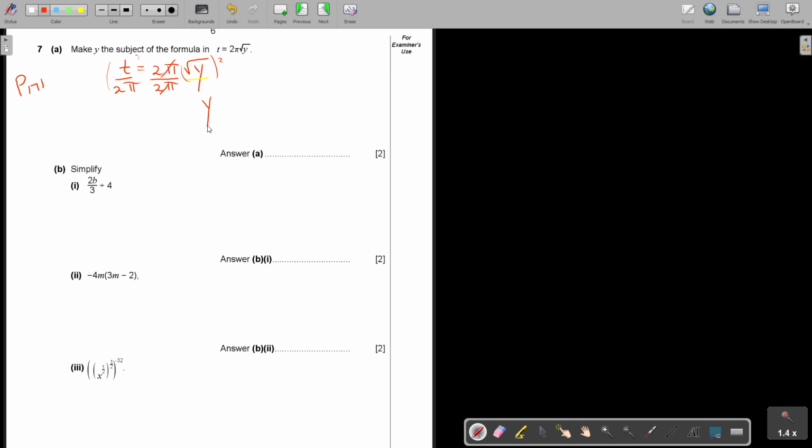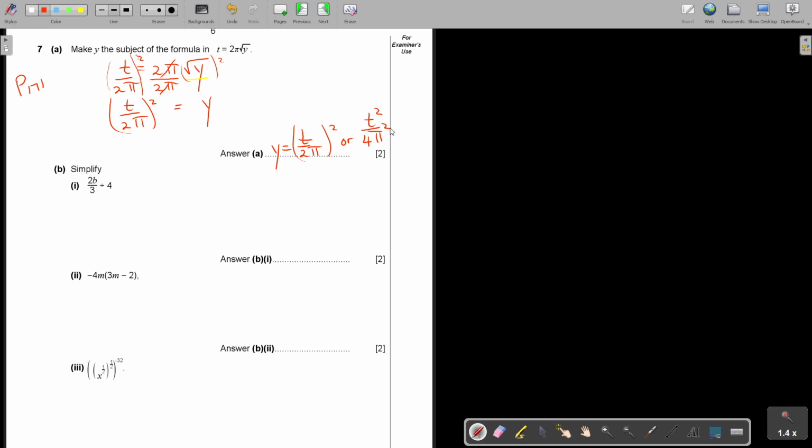So to get that y, so it's t over 2 pi, and it's just squared. You can just leave it like this, or you can say y equals t over 2 pi, all squared, or it's t squared over 4 pi squared. It doesn't matter. Both will be correct.